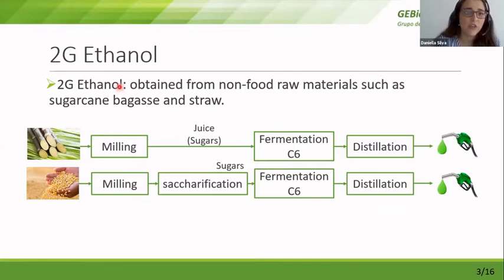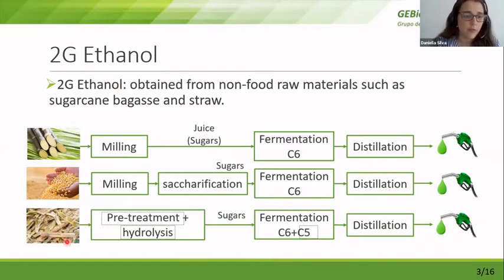To get the second generation ethanol, for example, here from straw, we need to get these sugars. So we need to add some new steps, new technologies here, like pretreatment and hydrolysis, to get these sugars and to promote the fermentation. But this fermentation is also a little bit different, because here we have a different kind of sugar. We call it C5. These sugars have a different chemical structure, and we need here a different kind of yeast to promote this fermentation.